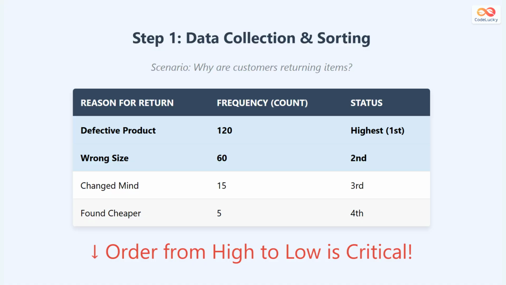Imagine we are running a store and analyzing why customers return items. Here is our data. Notice that defective product happens 120 times, while found cheaper only happens 5 times. To make a Pareto chart, we must sort this data from the highest frequency to the lowest.